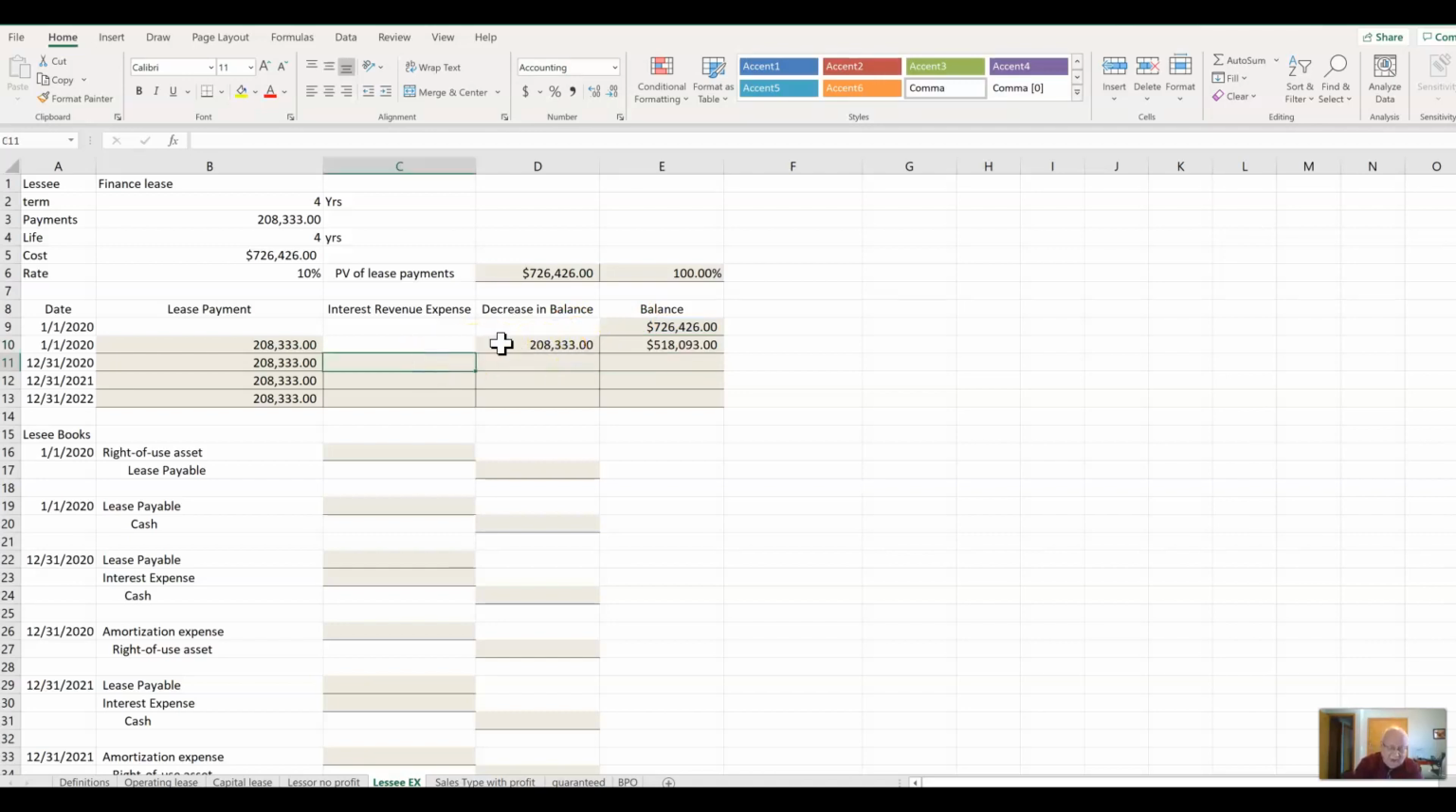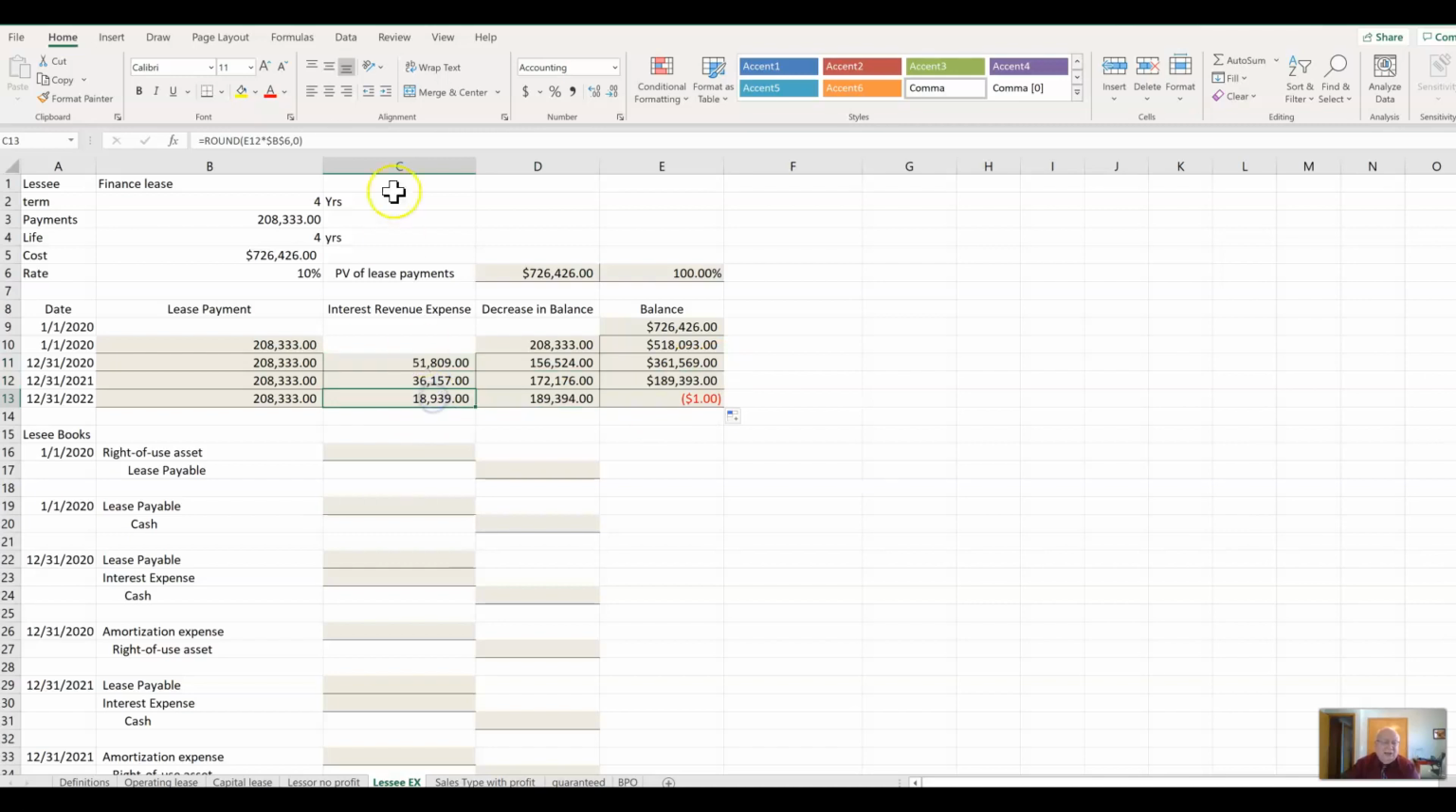And then we'll calculate the interest. So it's equal round the 518 times our 10%, comma 0, because we want 0 decimals, and I also want to make sure I absolute value that number. Okay, and then we'll take the 208,333 minus the 51,809, and then the 518,093 minus the 156, and this is to fill out our chart. I like using charts because it makes life easier.